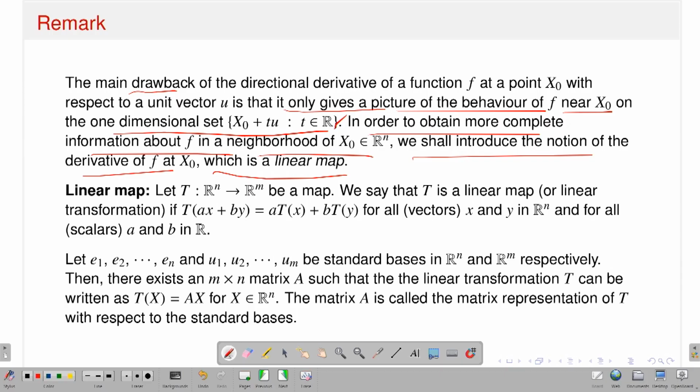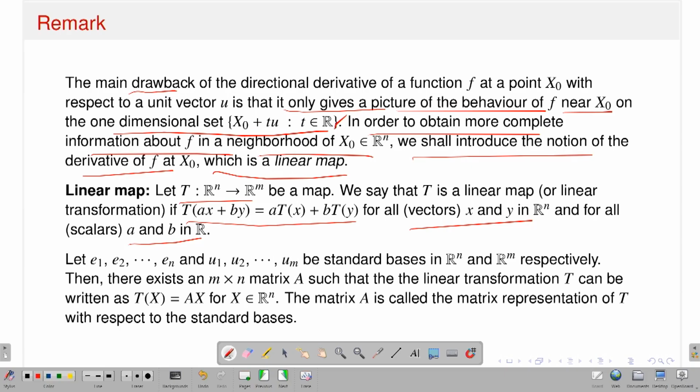So, if I have n dimensional Euclidean space Rn and Rm, let T be a map from Rn to Rm. We say that T is a linear map or linear transformation if it satisfies these properties. That means T acting on ax plus by should be exactly equal to a times Tx plus b times Ty, for all vectors x, y in Rn and scalars a, b in R. So, if a map satisfies these properties, then I will say that T is a linear transformation. There is another piece of information.